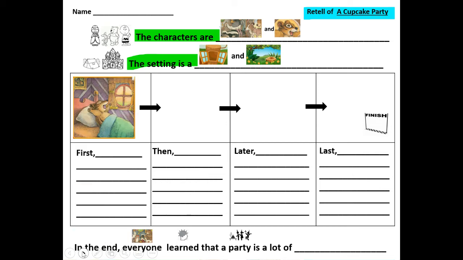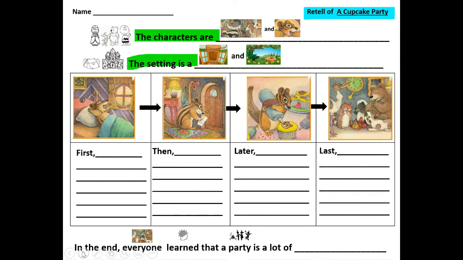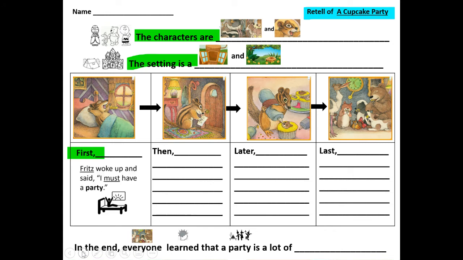First, then, later, last. So look closely at the first picture. What happened first? First, Fritz. What is he doing? Say it out loud. First, Fritz woke up and said, I must have a party.